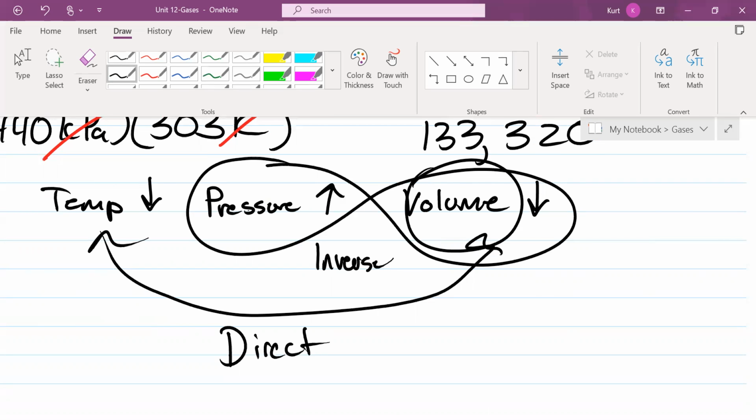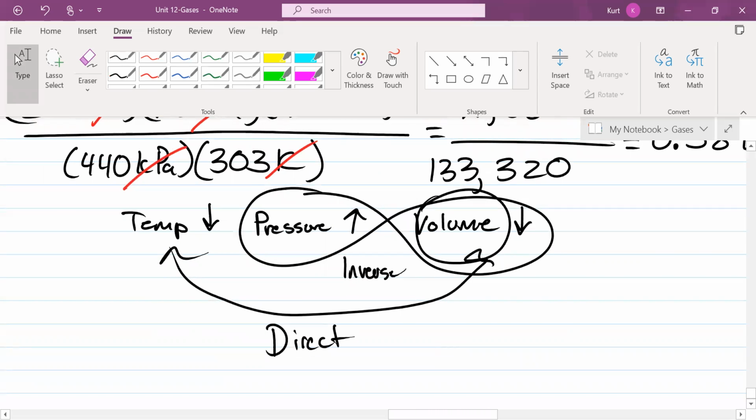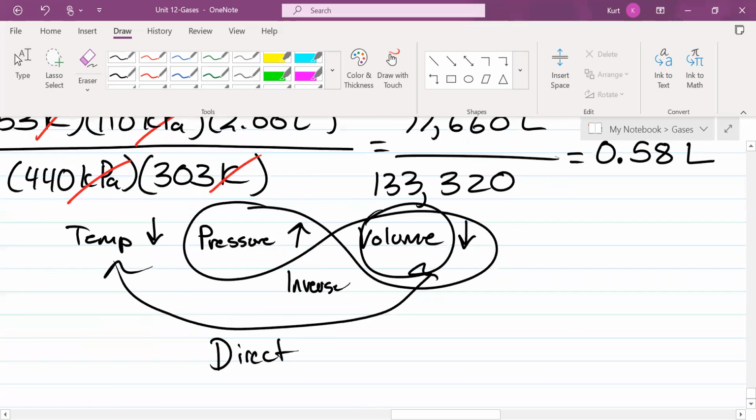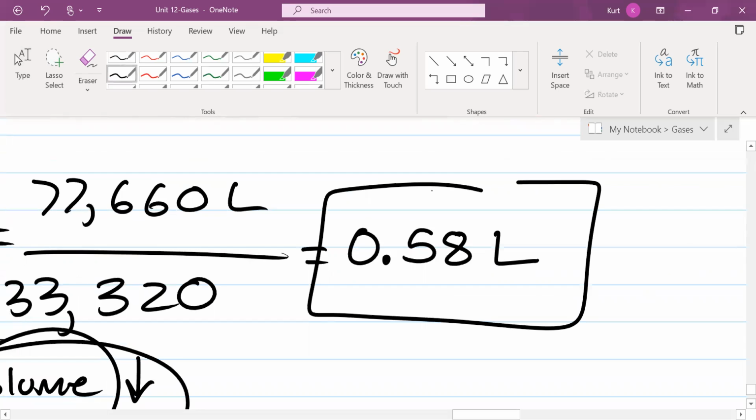Yes. Here's some whispering. Max, what's up? 0.58 liters. What's the matter? Do I have the right number of sig figs? I think I do. Yep.